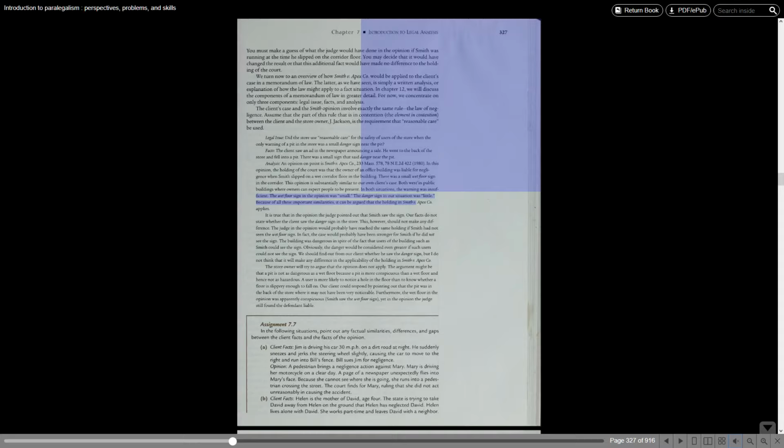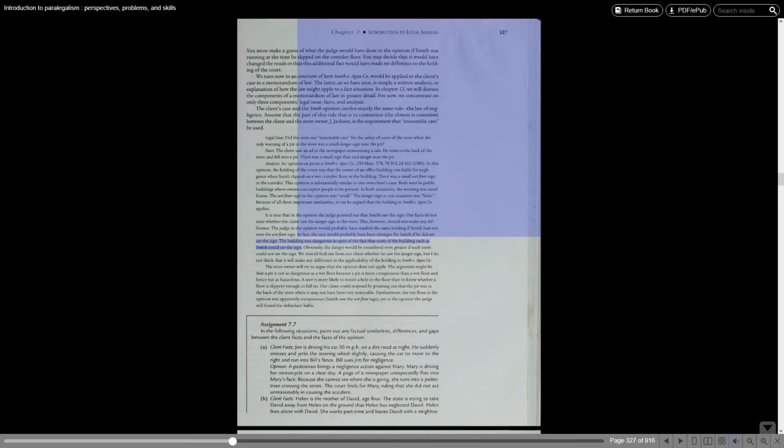Because of all these important similarities, it can be argued that the holding in Smith v. Apexco applies. It is true that in the opinion, the judge pointed out that Smith saw the sign. Our facts do not state whether the client saw the danger sign in the store. This, however, should not make any difference. The judge in the opinion would probably have reached the same holding if Smith had not seen the wet floor sign. In fact, the case would probably have been stronger for Smith if he did not see the sign.